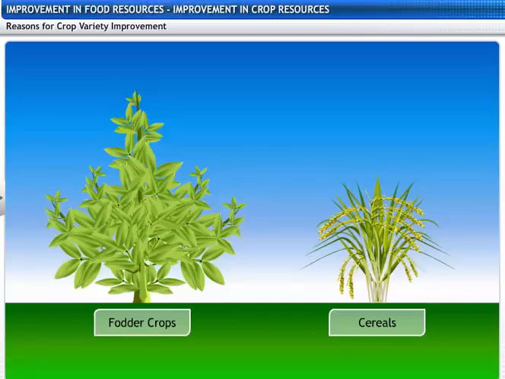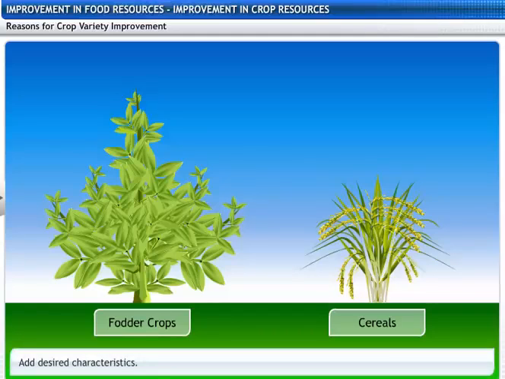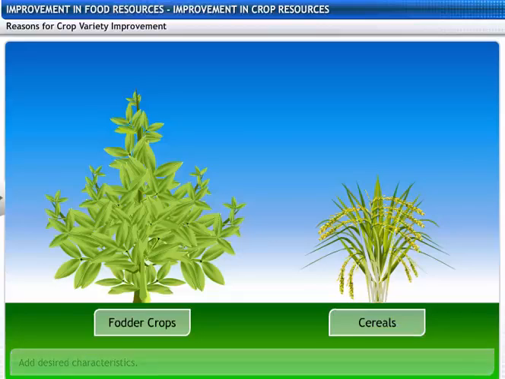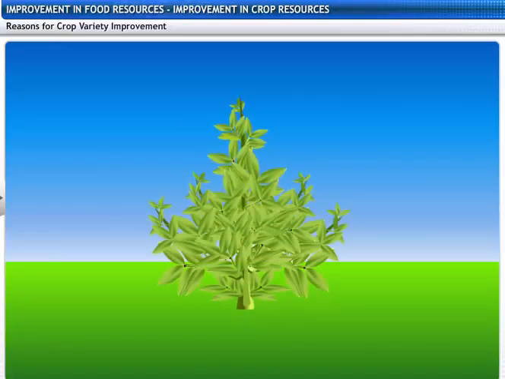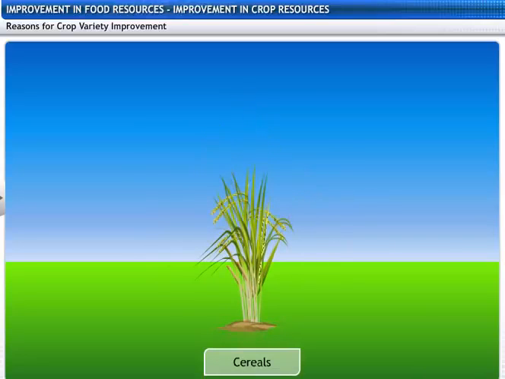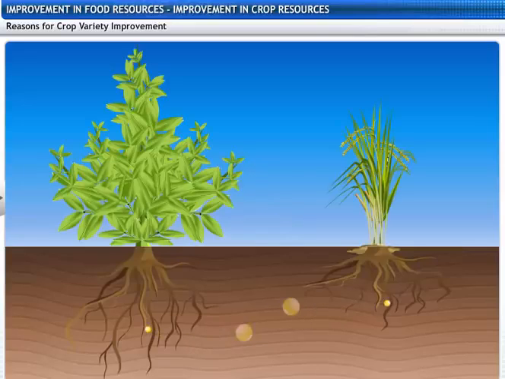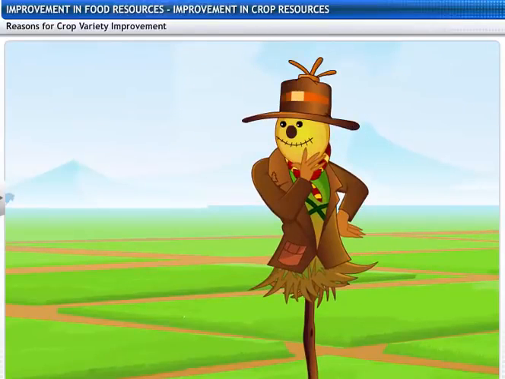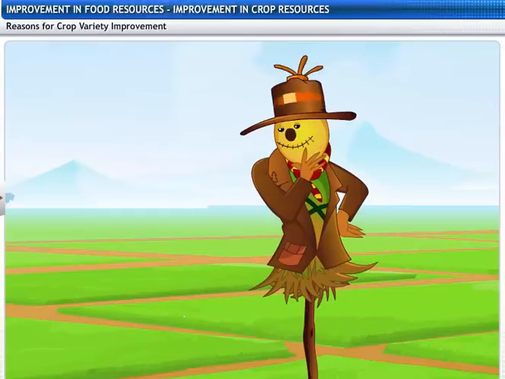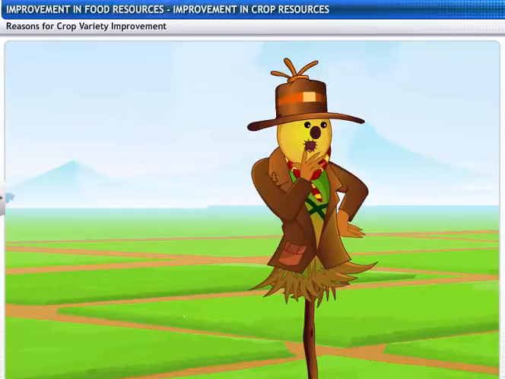The sixth and final reason I will give you is to introduce desirable characteristics. For example, tallness and profuse branching are desirable for fodder crops, while a shorter height is desired for cereals. Fewer nutrients are consumed by these crops, and they give higher yield. Wow! That's incredible! The farmer will be thrilled to know that so much could be done to improve the yield.